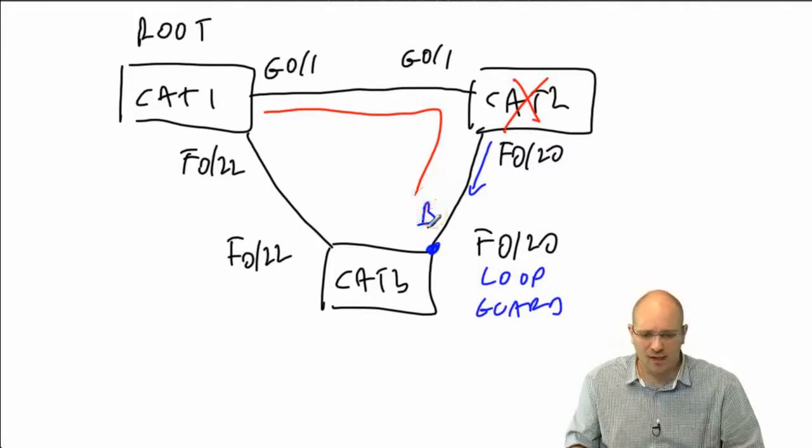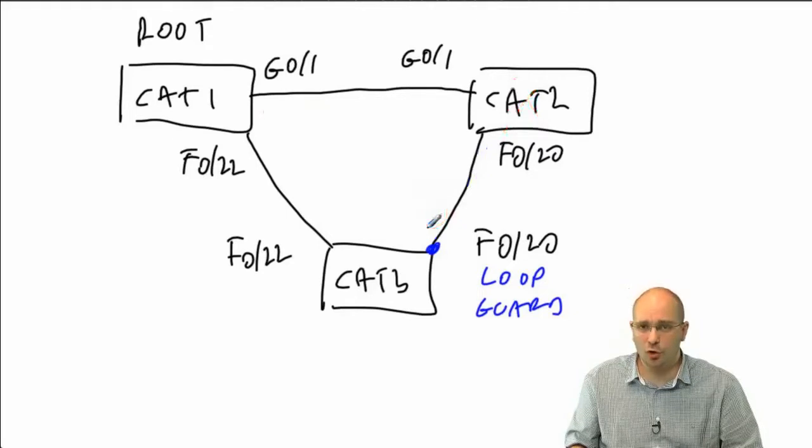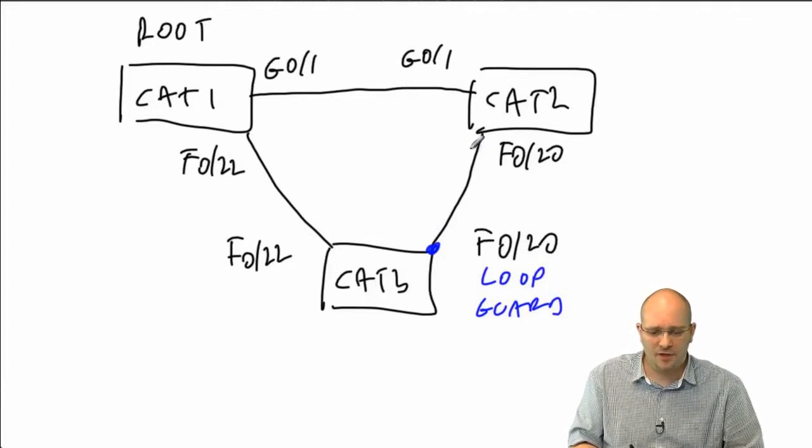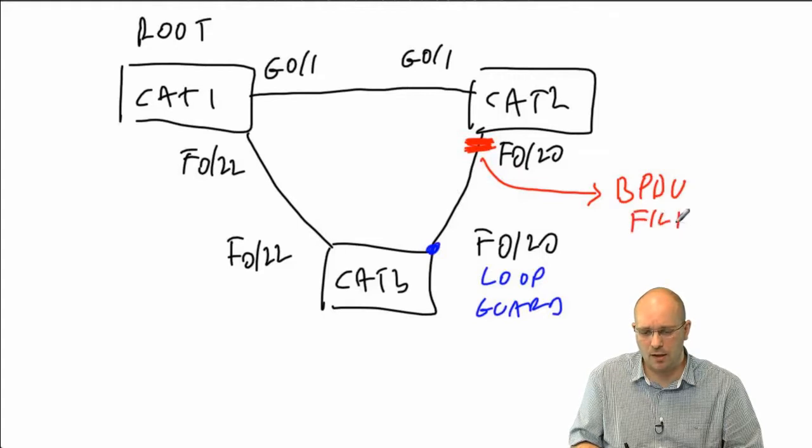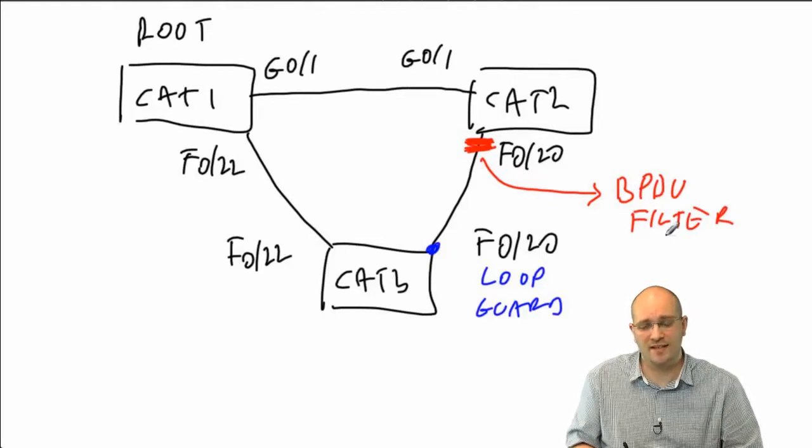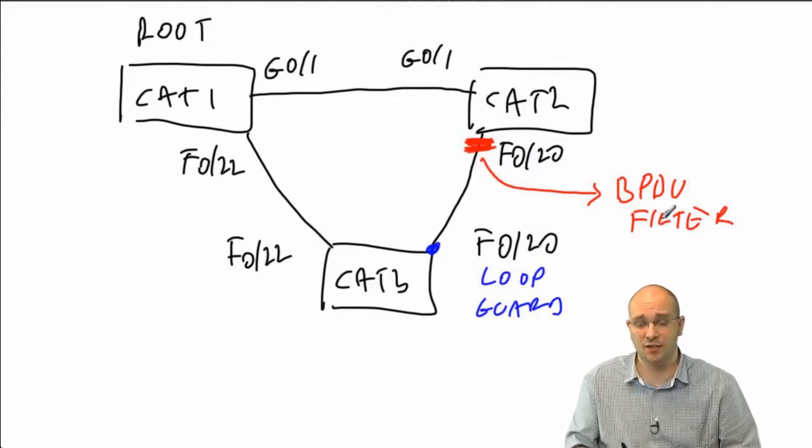But what I'm going to do here is use a feature that I'm going to talk about in greater detail in my next video. That feature is simply going to prevent Cat2 from sending any BPDUs. So I'm going to use a feature called BPDU filter on Cat2's Fast Ethernet 20 interface. As I said, I'll talk about it in greater detail. This feature is also very complex and you need to understand it in great detail. But for now, let's just assume it simply blocks any outgoing BPDUs. I don't care about the incoming BPDUs to Cat2.